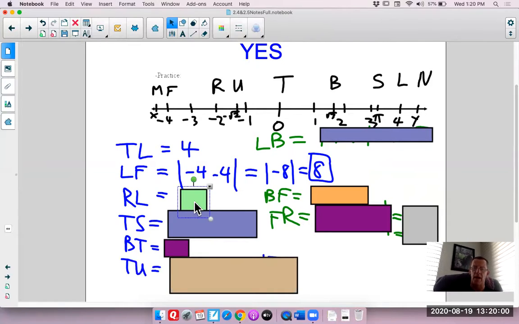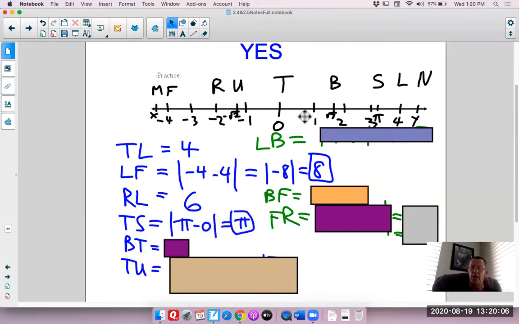Okay, so RL, hopefully you got 6. TS would have been T is 0, S is pi, so that distance is pi minus 0, absolute value, that is pi. Or if you did 0 minus pi, that'd be fine. What's that? That's negative pi, but you take the absolute value, it becomes pi. Okay, BT, root 3 and 0, so hopefully you got root 3. Distance always has to be positive.